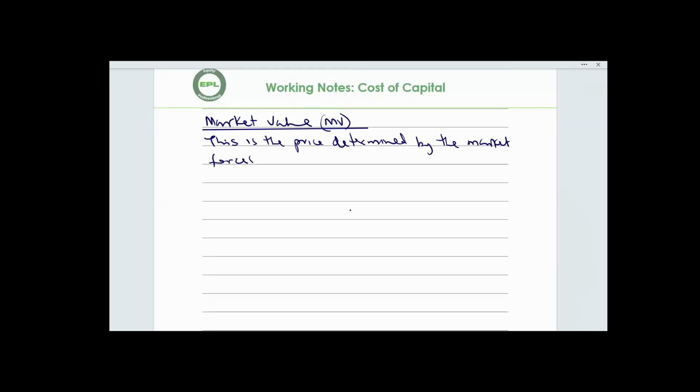Market forces of demand and supply. Okay? It is the most acceptable and realistic value to the investors.